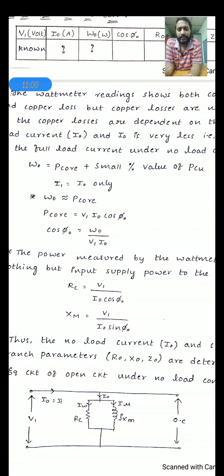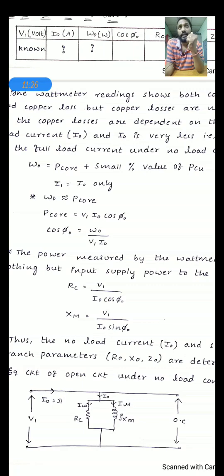When we are conducting this open circuit test, we take the wattmeter reading to be completely the core loss of the transformer, not any other losses. But strictly speaking, that is wrong. Definitely some percentage of copper losses is also included in the wattmeter reading. But we can neglect it.